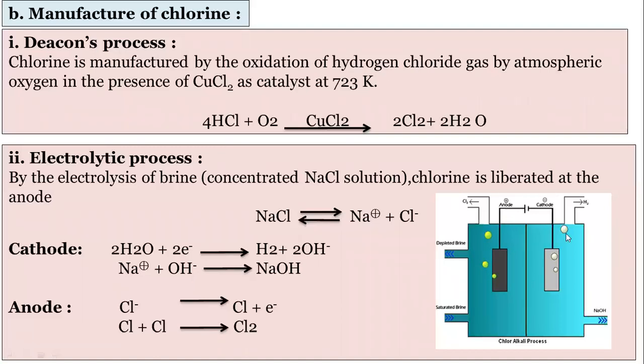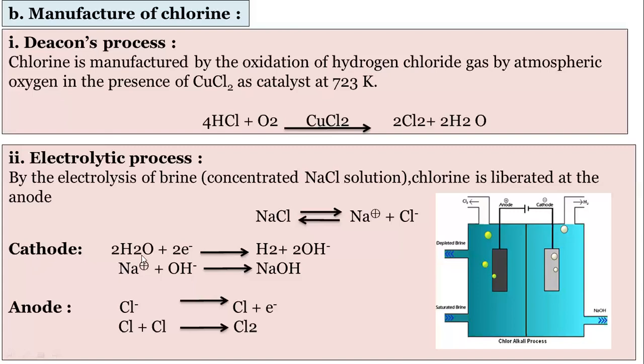This is not expected, but for your understanding, I have given this diagram of how the electrolysis takes place. So on the anode, see this anode, the chlorine gas is liberated, and at this cathode, hydrogen gas is liberated. So this diagram is not expected, but for understanding I have given it, to show how the electrolysis takes place.